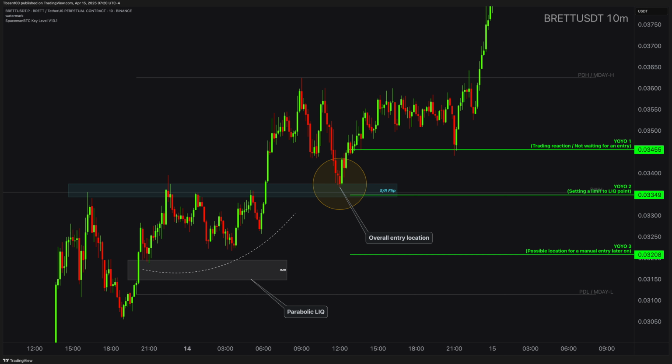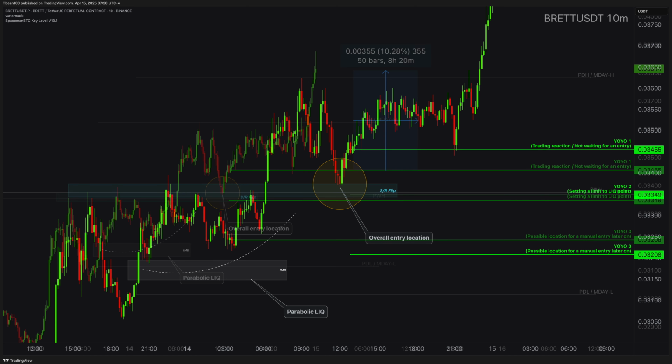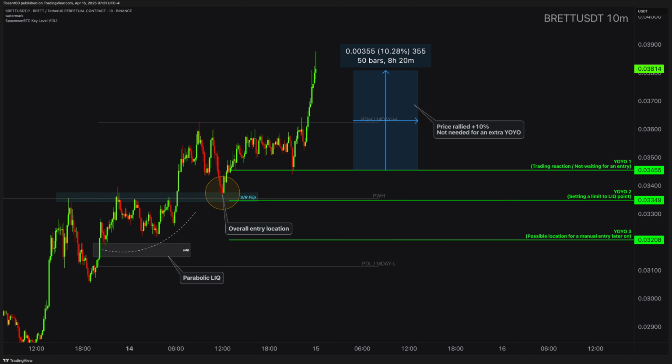And lastly, I noticed this great fuel location, a combination of parabolic liquidity and imbalance together. I did not place an order here. Just take a note of it for a possible third YOYO entry. Luckily, it did not need any extra YOYO here. First entry was sufficient enough.